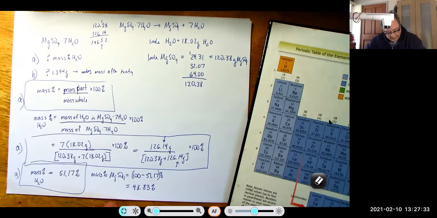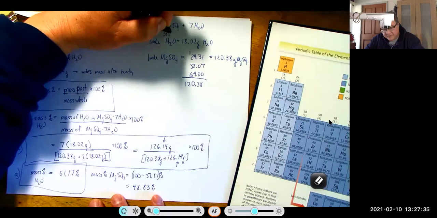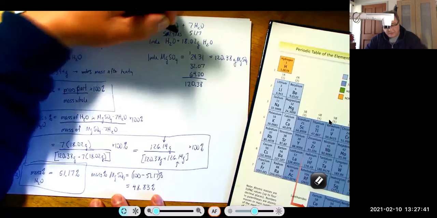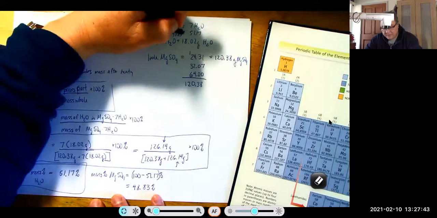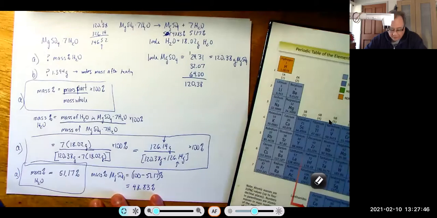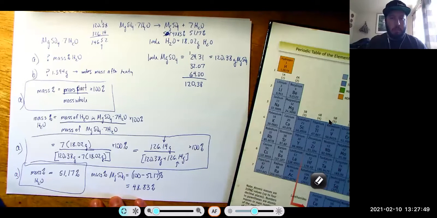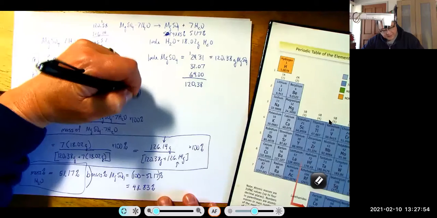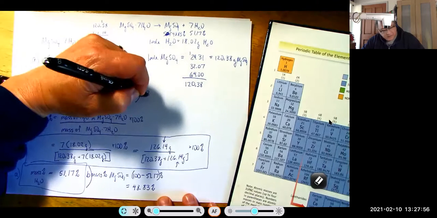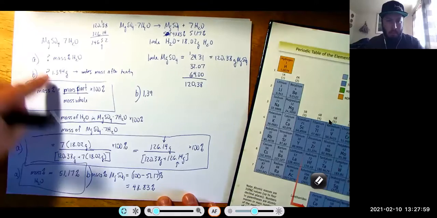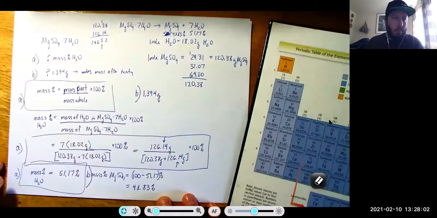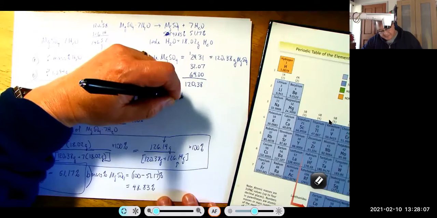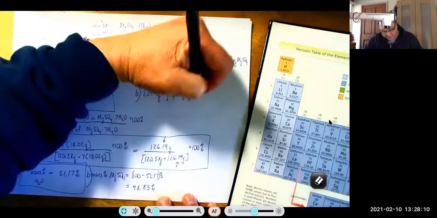So here I've got 51.17 for the water, and I've got 48.83 for the MgSO4. Any questions about that? Nope. So this would be the first thing I do for part B. And the second thing I do for part B is I'd start off with my 1.394 grams of magnesium sulfate heptahydrate. And I'd multiply by this percentage.